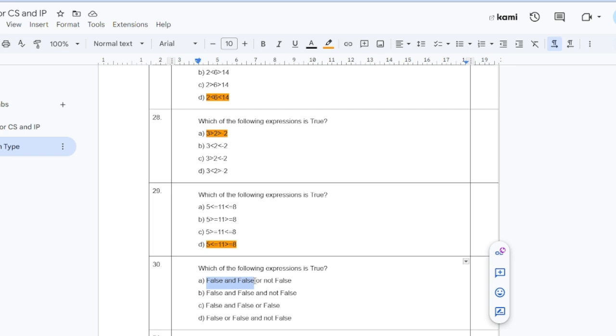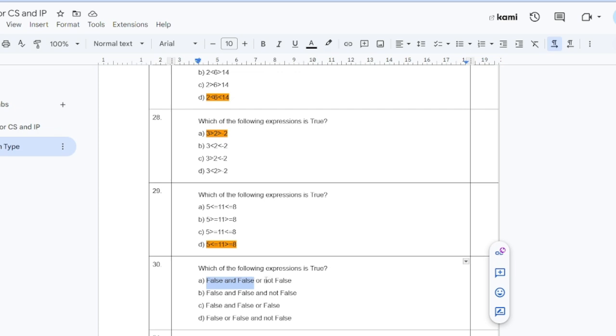So if you look at the first, false and false, this is actually a binary operator this time. So false and false will give you the false result, or and not false is true. So false or true will give you true answer. So I think A option is the correct option.